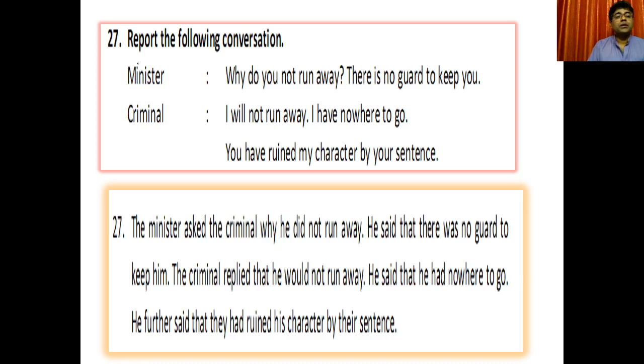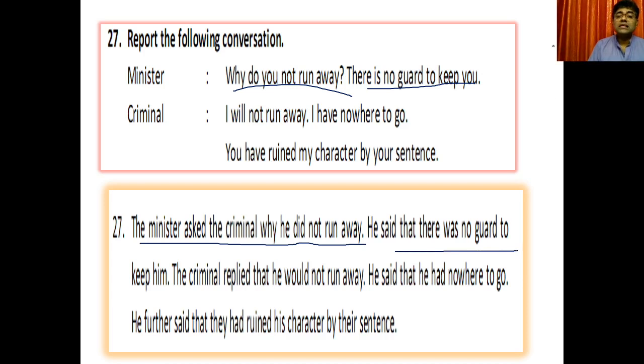Take one more example. What is the example? Minister, why do you not run away? There is no guard to keep you. Now this is interesting. Here there is a WH question and a statement in the same sentence. So the answer is, the Minister asked the criminal why he did not run away. And further he said there was no guard to keep him. There is no guard has been changed into there was no guard to keep him.